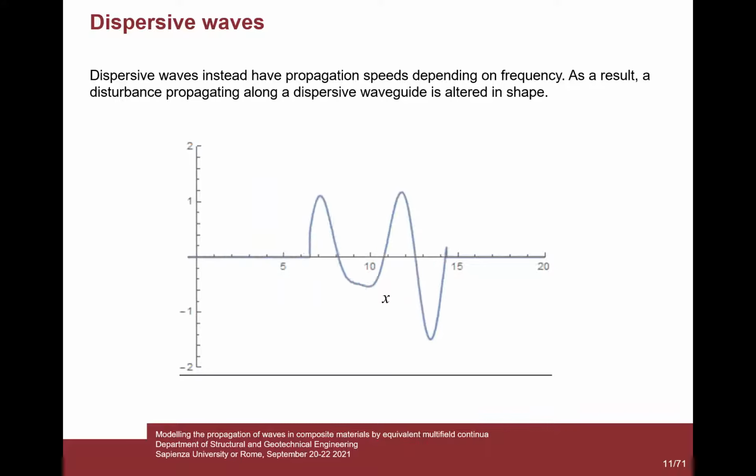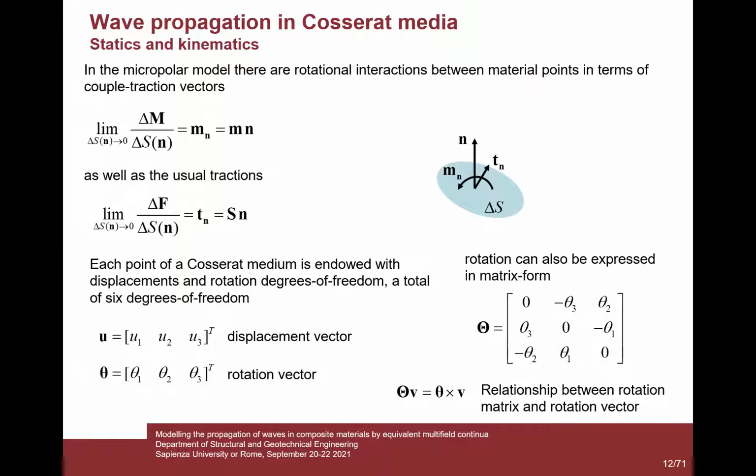You see that we have a simple disturbance, which is not altered by its propagation in space. This is the case instead of dispersive waves. We have an initial disturbance which changes its shape while it propagates in space. And these different properties depend on the fact that, in the first case, the propagation velocity, the phase velocity, does not depend on the frequency, while in the second case, this wave propagation velocity depends on the frequency of the wave.